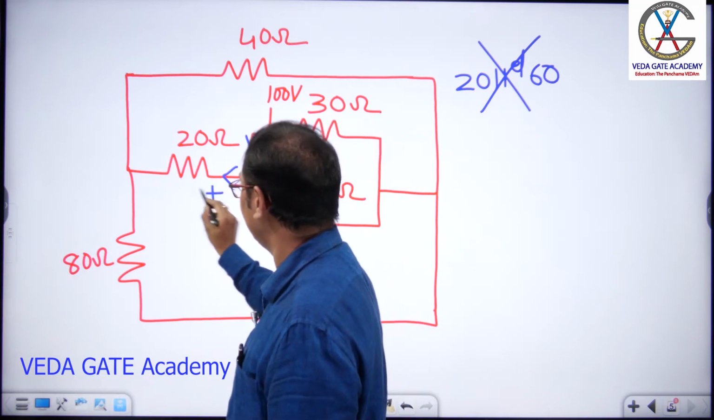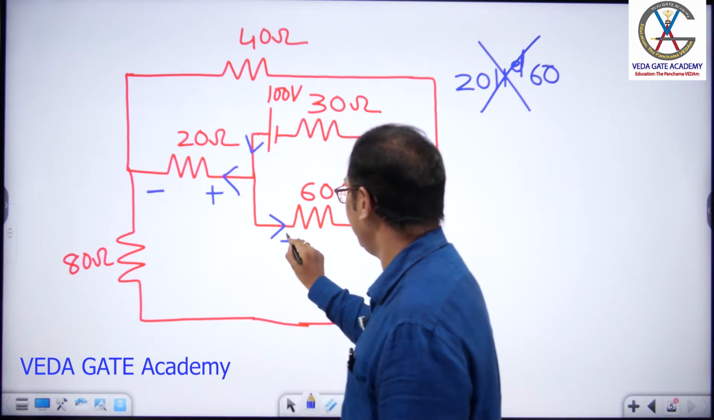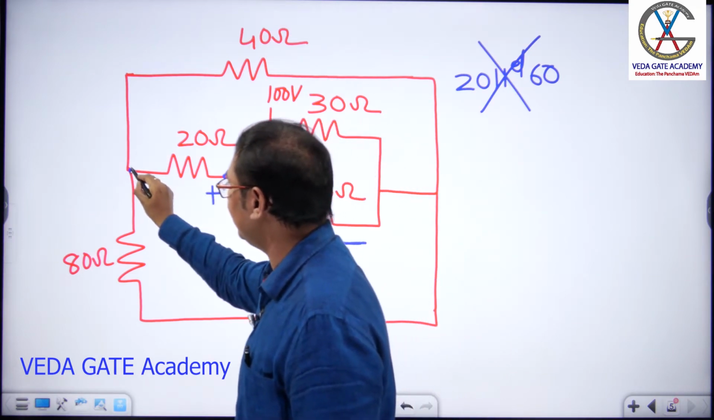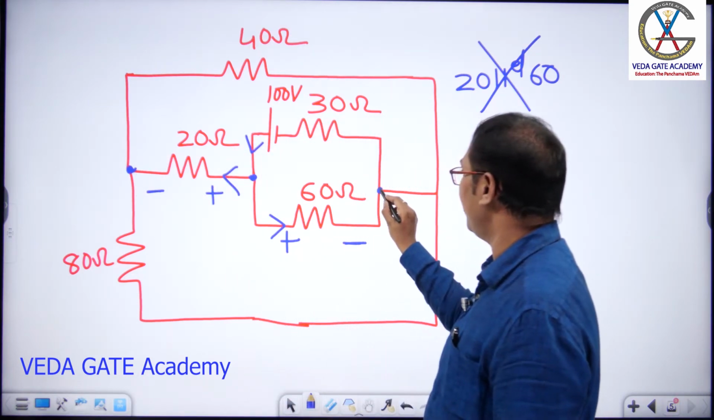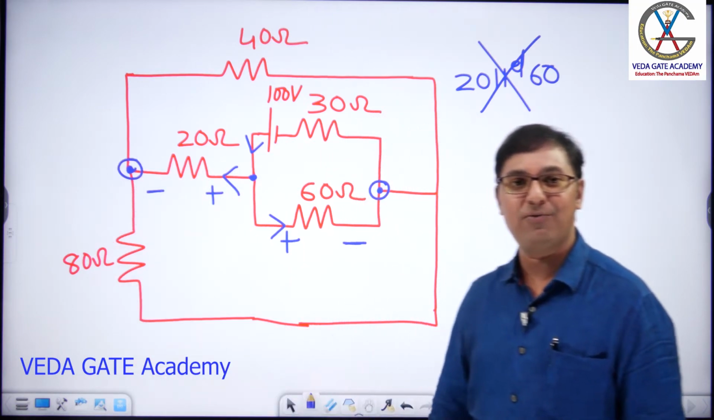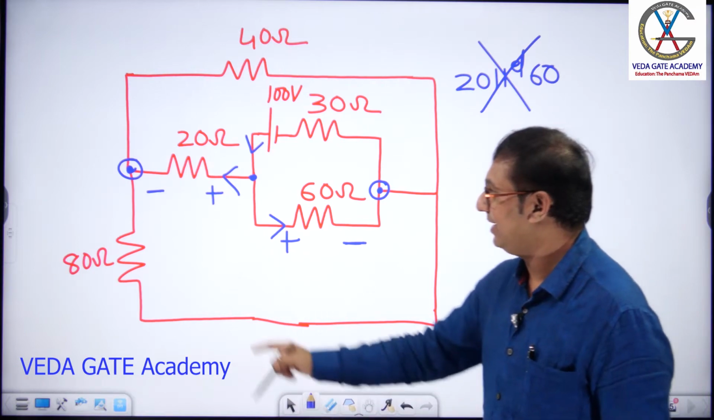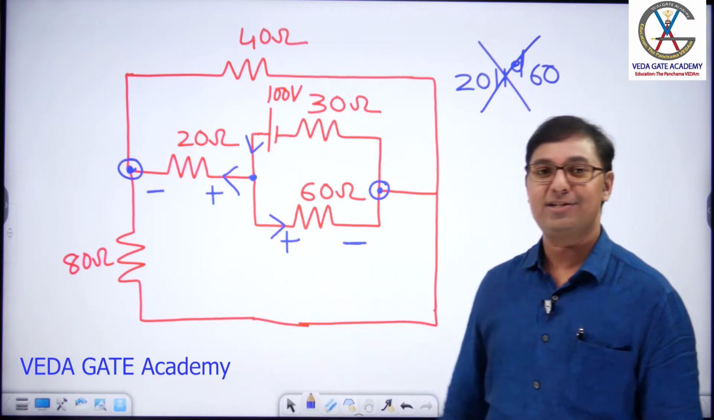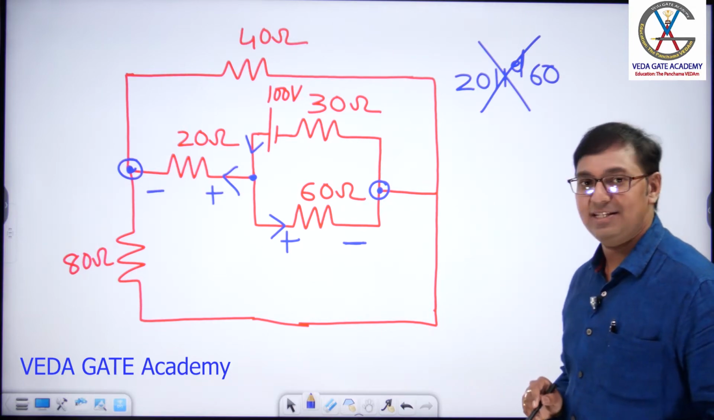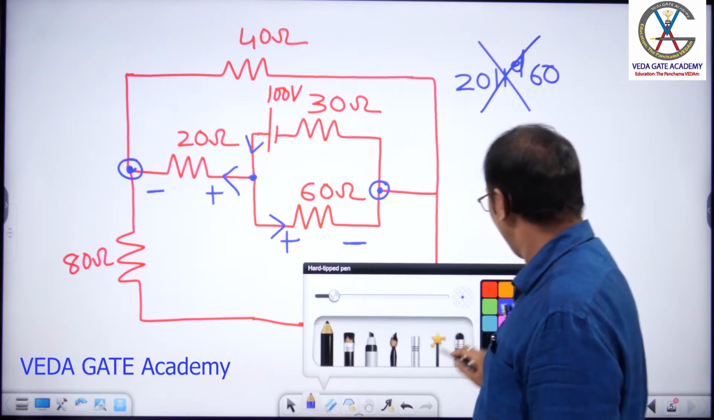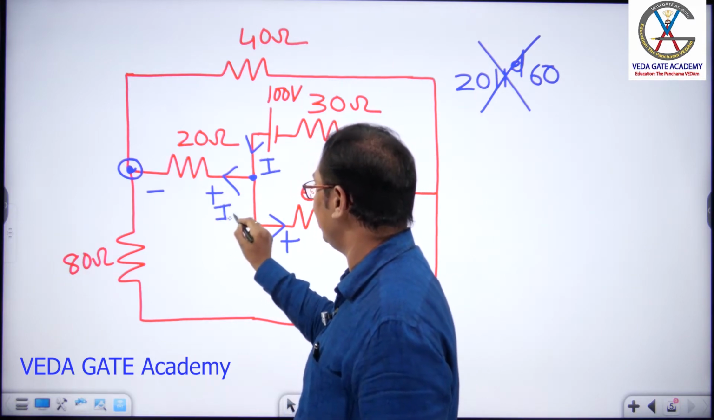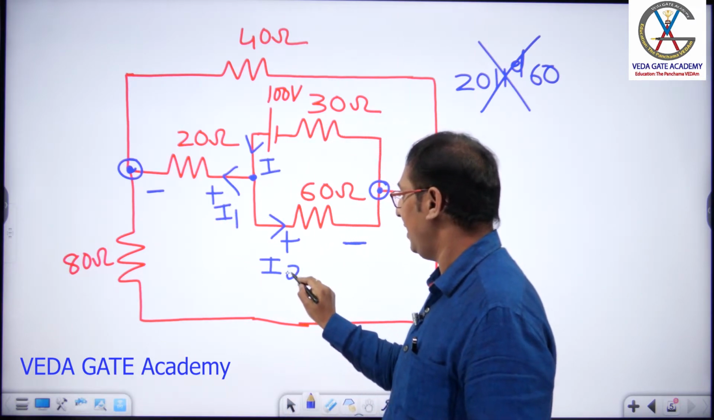Current entering means plus, leaving means minus. Positive is connected here, this negative is connected here, this negative is connected here. Come on, sir, tell me. Are both these points the same or different? They are different. Why? Because we have an element between these 2 points. Correct or not? Yes. So, first, 20 parallel 60 is a blunder. Come on, sir, let us proceed further. Let us call this current I, this current I1, this current I2.